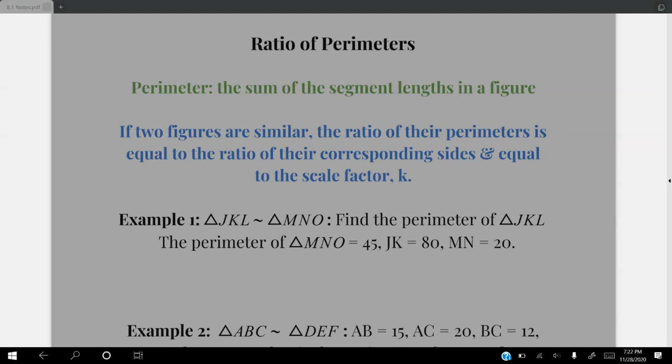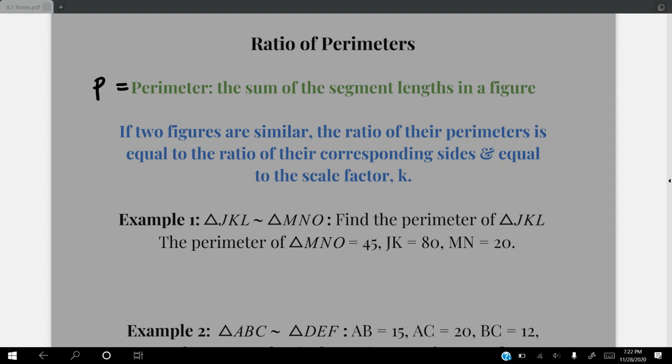All right, now we're going to talk about the ratio of perimeters. So the perimeter in this lesson I'm going to call P, and that's equal to the sum of the segment lengths in a figure, or just in simple terms, all the sides added together. So we're learning that if two figures are similar, the ratio of the perimeters is going to be equal to the ratio of their corresponding sides.